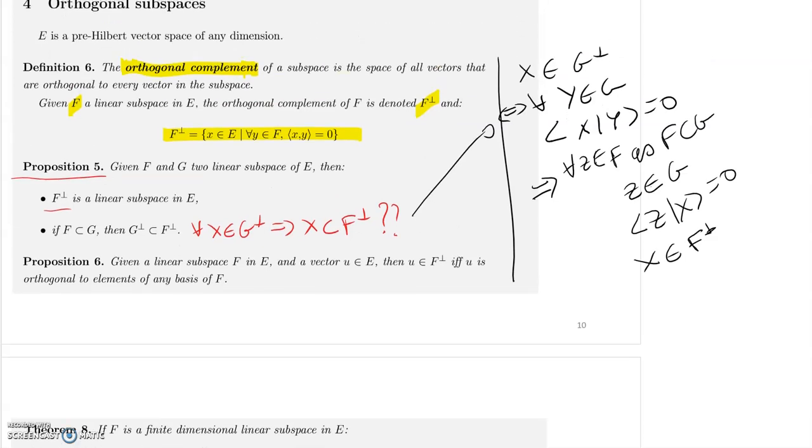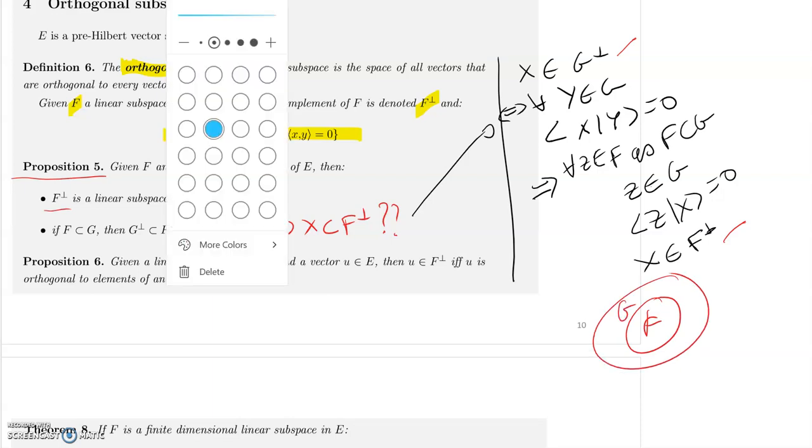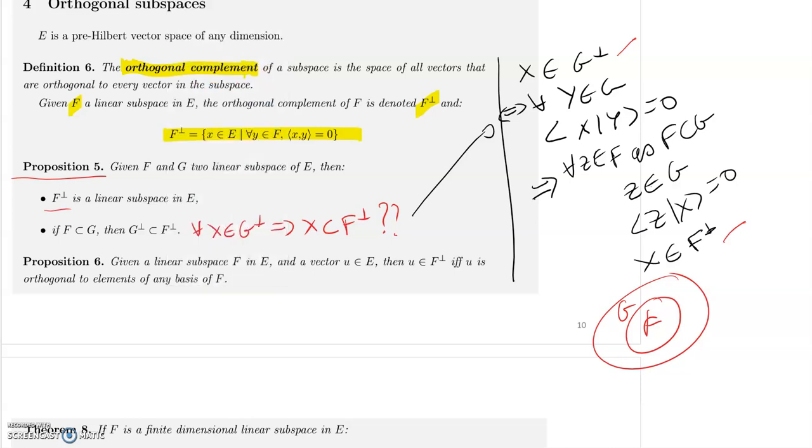We needed to prove that if we started with any item from G orthogonal, in the end we proved that it also belongs to F orthogonal. All right. Think of it like so: we had a set F that was included in a bigger set G. What's happening is that the complement is going to be outside. So you see that the outside of F is going to be bigger than the outside of G.